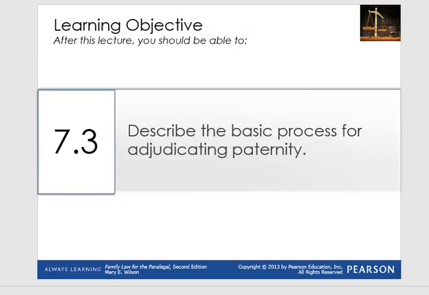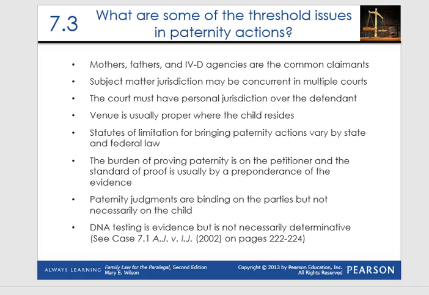Describe the basic process for adjudicating paternity. What are some of the threshold issues in paternity actions? Mothers, fathers, and 4D agencies are the common claimants. 4D agencies, for example, are going to be your child support enforcement agencies who would seek child support if a mother is receiving public assistance. So it's not always the mother who seeks child support.